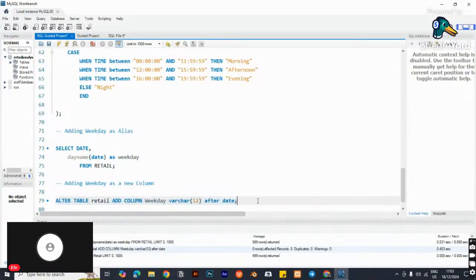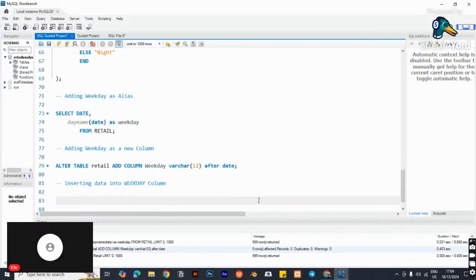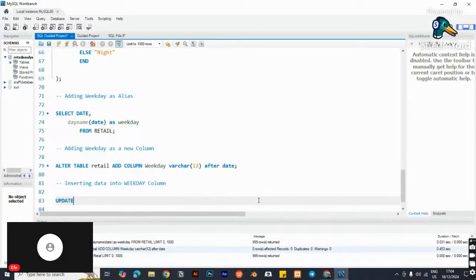We use the insert keyword because this is a DML command, so we're inserting data into our table. We said insert data into the weekday column. How do we do this? We use the keyword update retail.